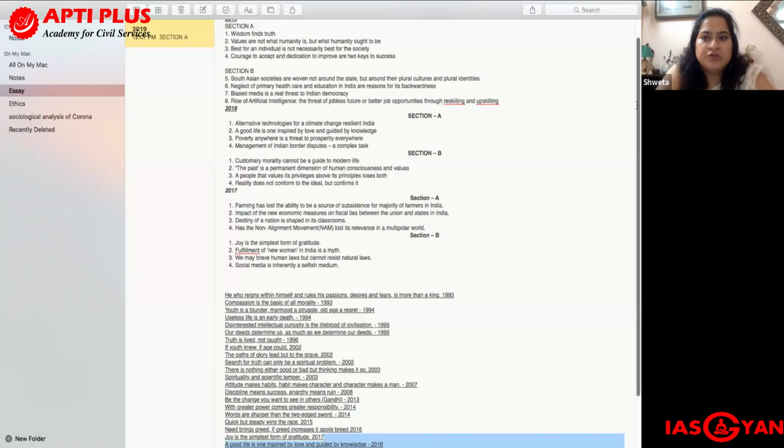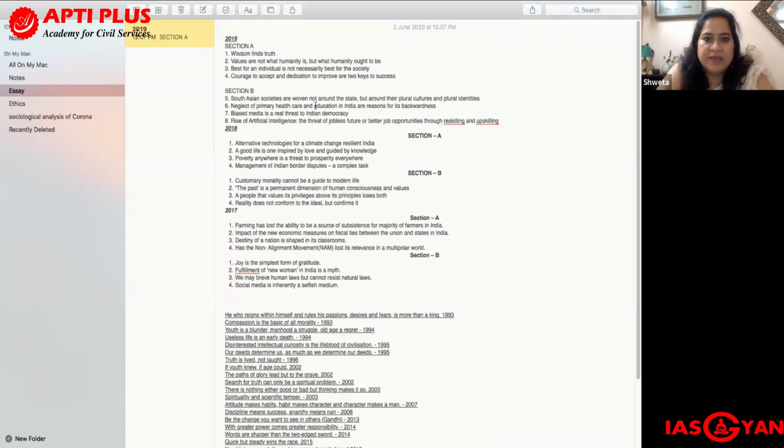In 2018, the examiner has asked you in this section B, all the four topics are philosophical in nature. You can see customary morality, the first topic. Customary morality cannot be a guide to modern life. Then you can see there is this word, the past is a permanent dimension of human consciousness and values. Another one, a people that values its privileges above its principles loses both.